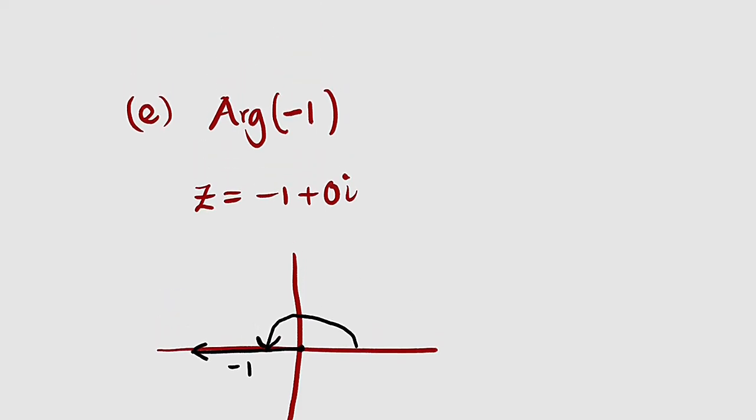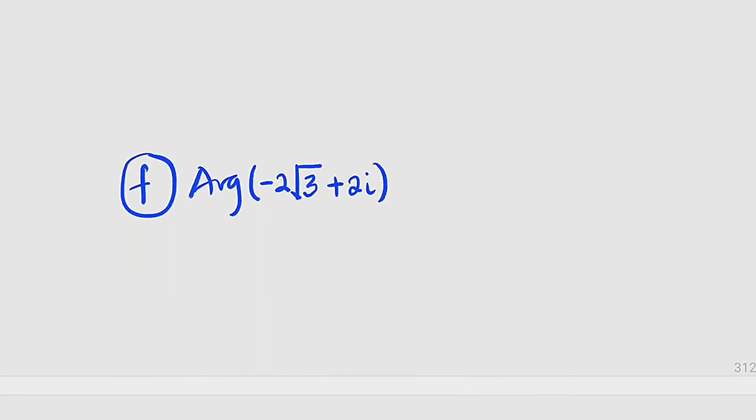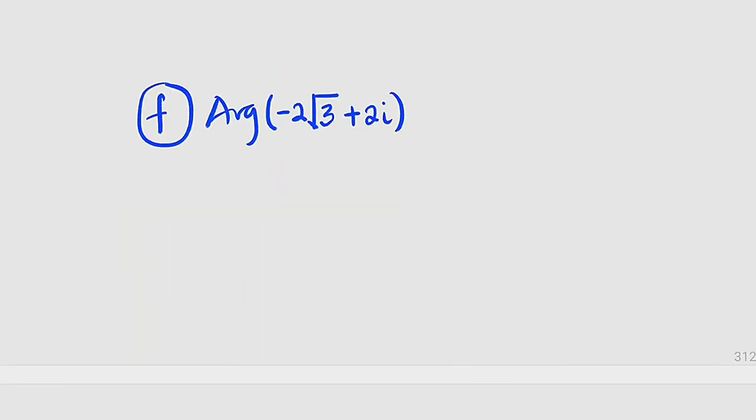Therefore, if you have only the real part, if that real part is positive, it should be 0 degrees or 0 radian. But if it is negative, it is going to be 180 degrees. So this is equal to pi or 180 degrees. Next question, and the last one. We want to find the angle between this complex number, -2√3 plus 2i. You should observe that the real part is negative and the imaginary part is positive.